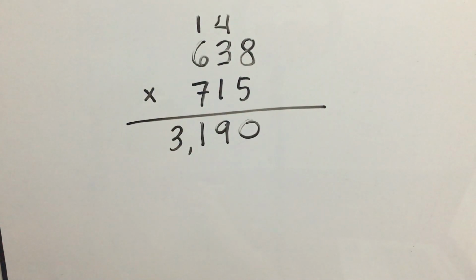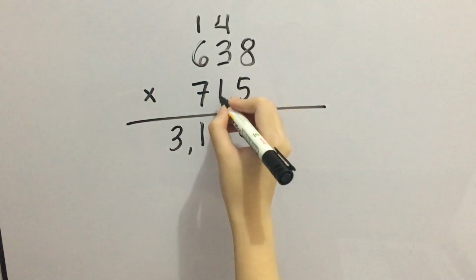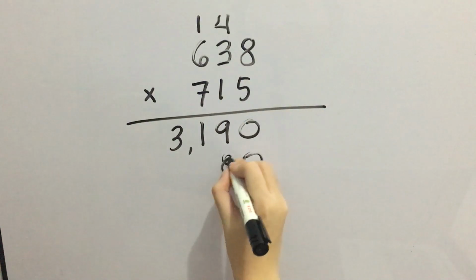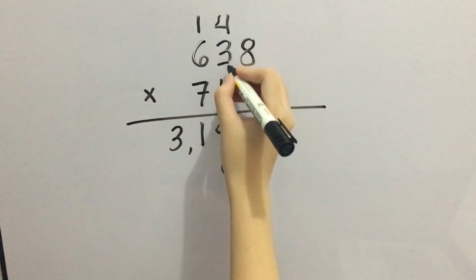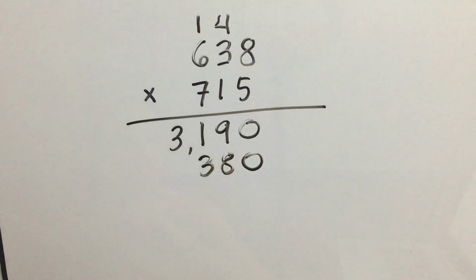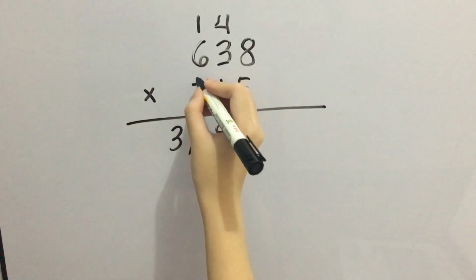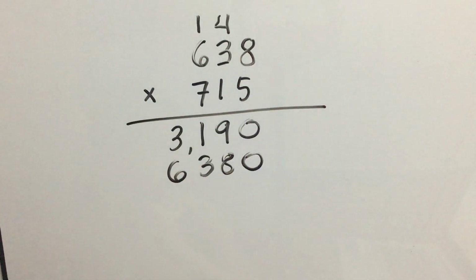Since we are now multiplying the multiplicand by the tens digit of the multiplier, we will write our answer in the tens column. We add 0 in the ones place because we are multiplying 10, not just 1. 1 times 8 equals 8. 1 times 3 equals 3. 1 times 6 equals 6. What do we get when we multiply 638 by 10?